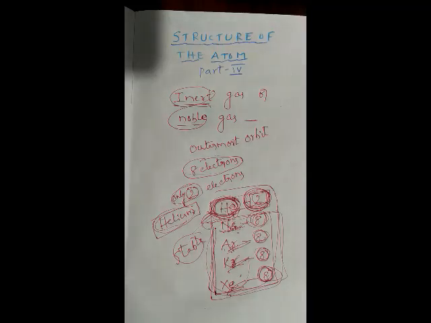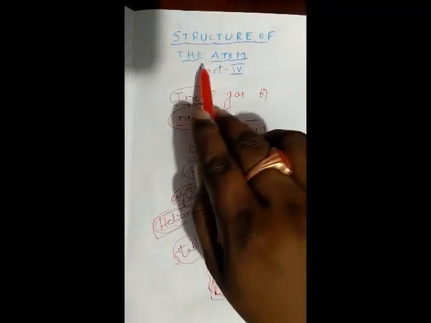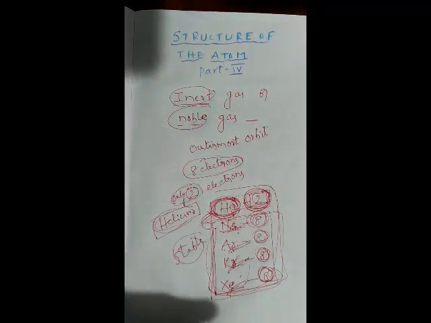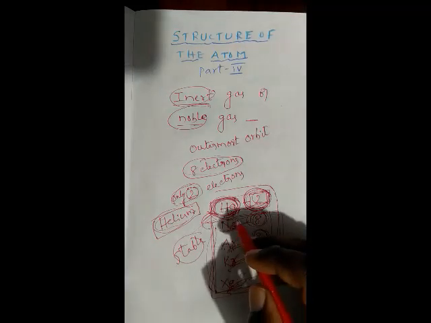Here we study a chapter in science subject. The name of the chapter is Structure of the Atom, and in that chapter, now I was explaining the part 4 topics. So see here, part 4 topics.